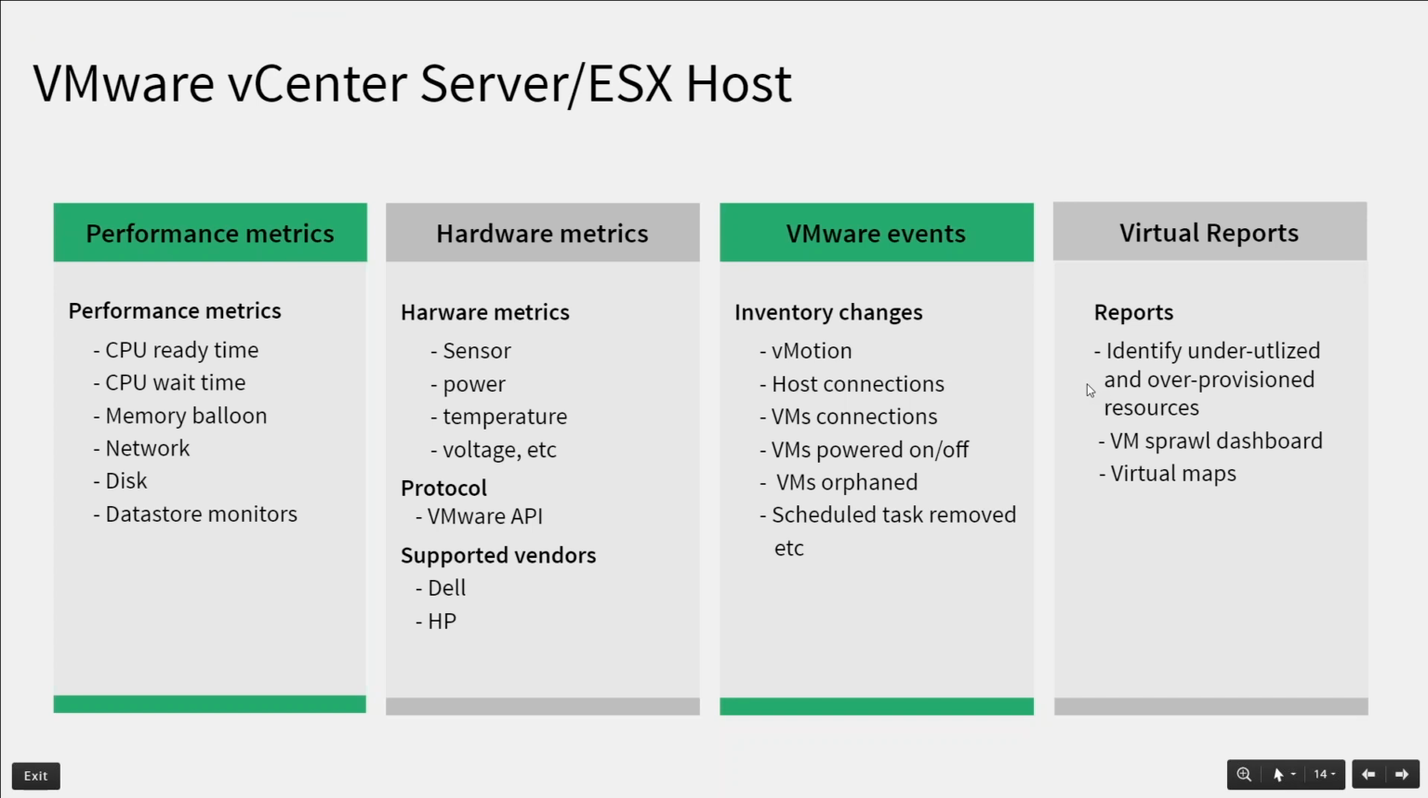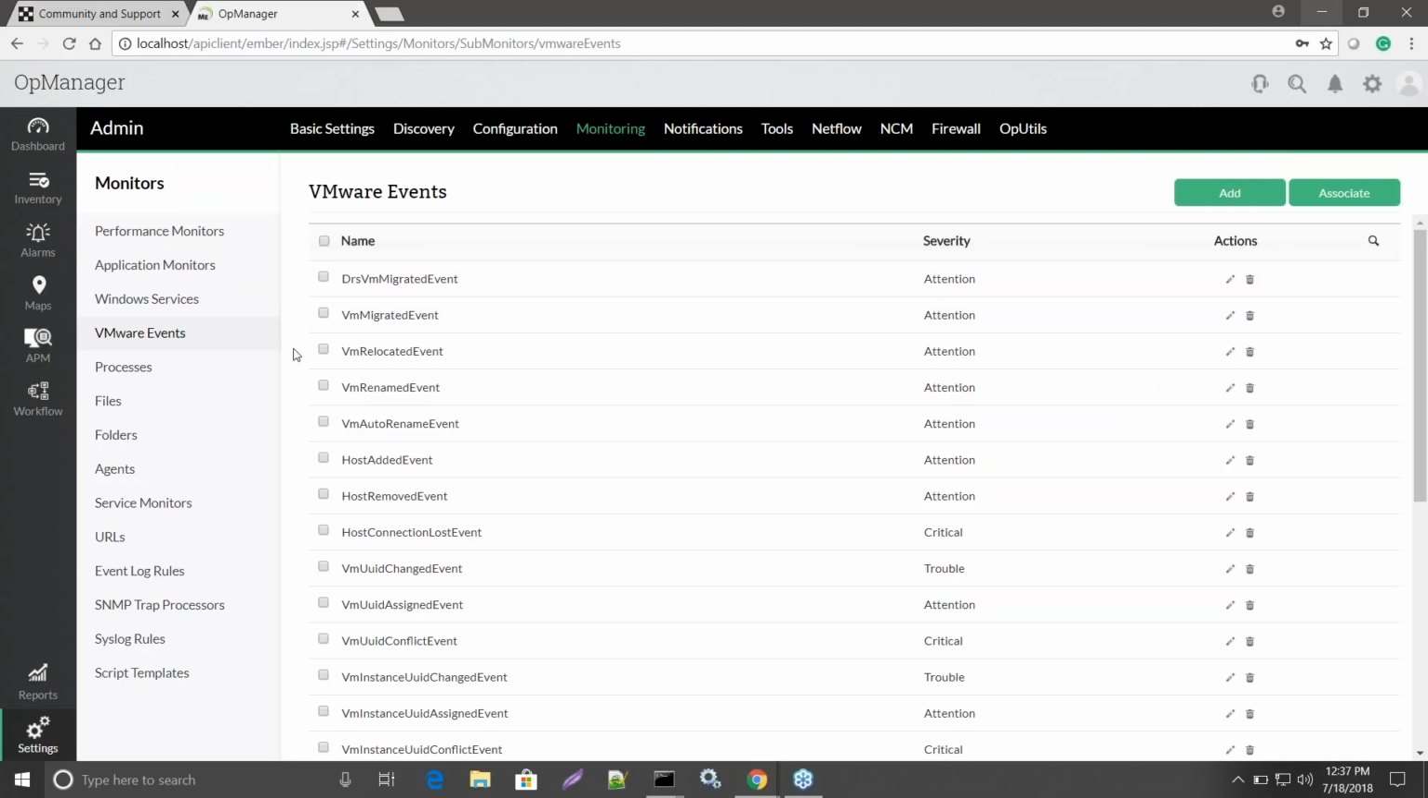Next is about the virtual reports. Again, reports are also important when we talk about the virtual performance metrics, the hardware metrics, or the events. So we've got multiple reports to let you identify the underutilized or over-provisioned resources. Apart from the reports, we also have a VM sprawl dashboard, which helps you have clear capacity planning on your virtual environment. And we also provide you the virtual maps, which help you have a clear picture of the connections between your virtual environment. Let me jump back and show you all these at once.